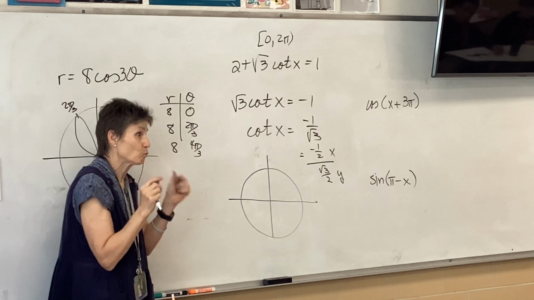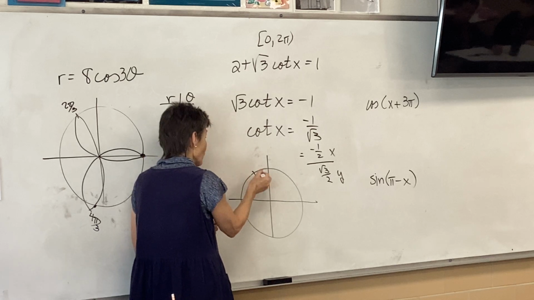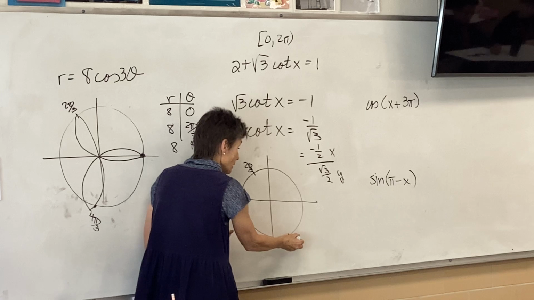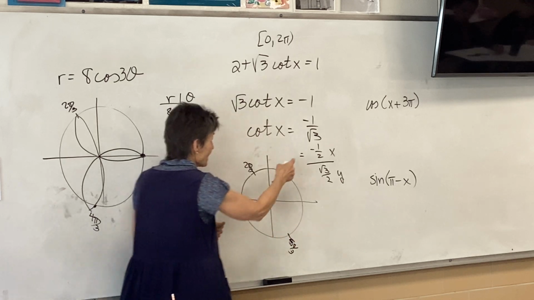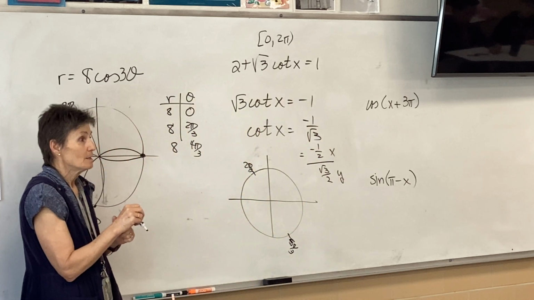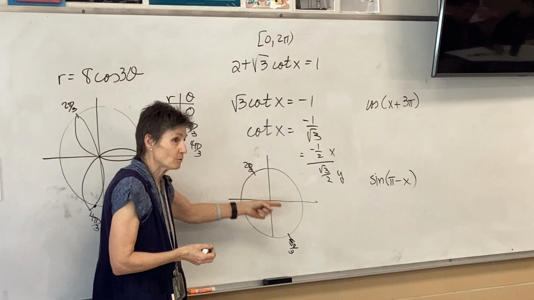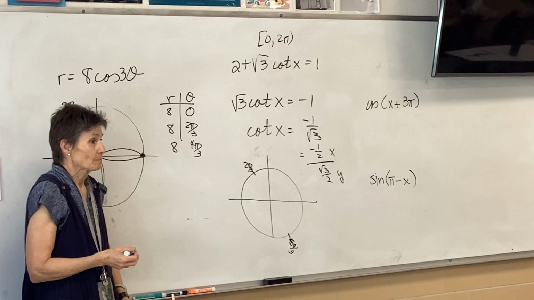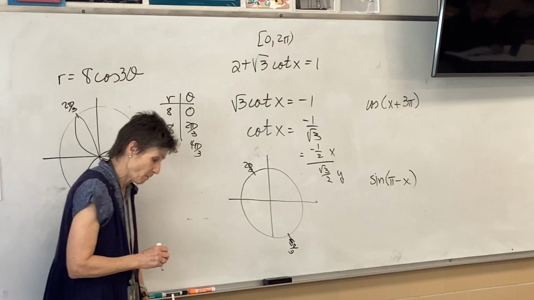Well, pi over 3 is the base angle, but since it's negative, I'm over here at 2 pi over 3, or 5 pi over 3, because that negative doesn't have to be in the top, it could also be in the bottom. So what are the answers to the question? 2 pi over 3 and 5 pi over 3. Does that make sense to everybody? Oh gosh, there's a lot to remember.